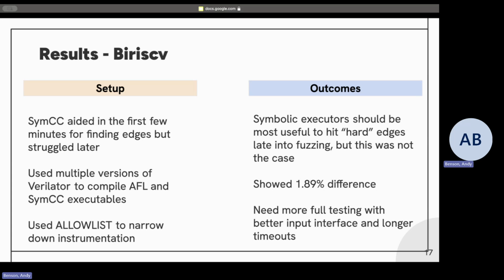Overall, we found 1.89% coverage improvement with SimCC between the two approaches. This is around 80% of total coverage of the program. To get better statistical significance, we would need to run more trials if we had a larger time frame.